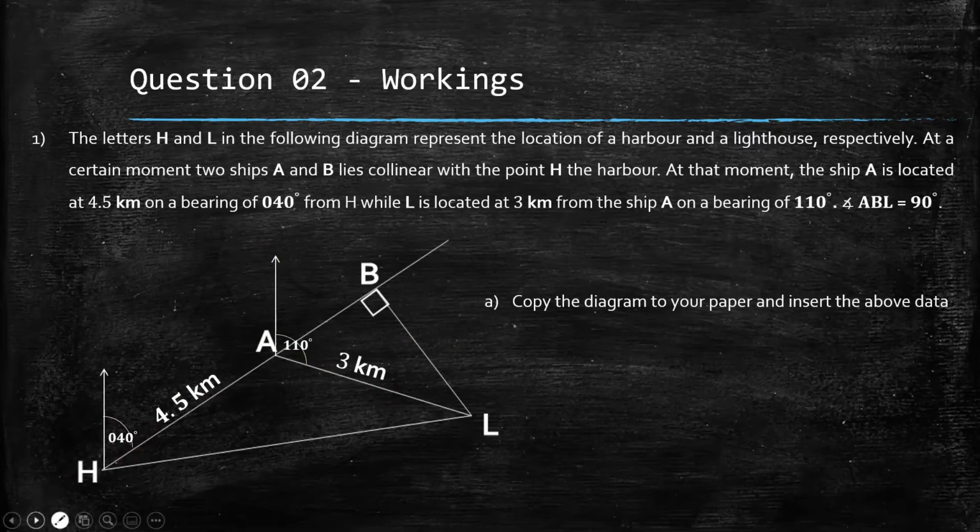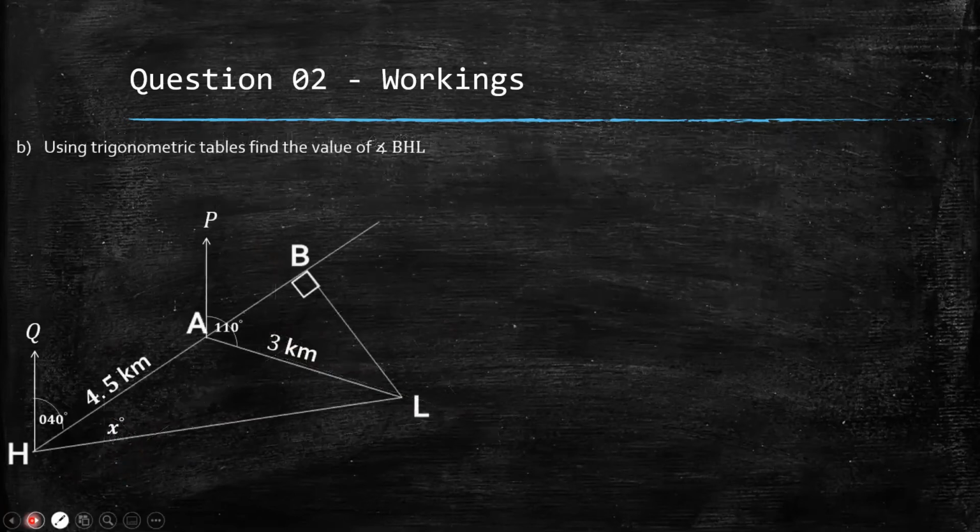So now we have inserted the data. Let's move forward. Now using trigonometric tables find the value of angle BHL. You can see B, H here and L here. So you need to find this angle. Let me take the angle BHL as X, right?